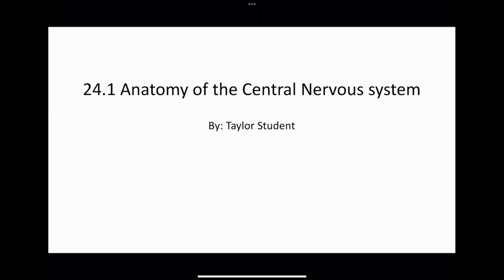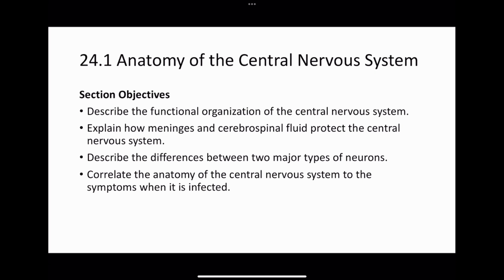Hello, my name is Taylor Student, and I will be covering section 24.1, which is the anatomy of the central nervous system. The section objectives are to describe the functional organization of the central nervous system, explain how meninges and cerebrospinal fluid protect the central nervous system, describe the differences between two major types of neurons, and correlate the anatomy of the central nervous system to the symptoms when it is infected.